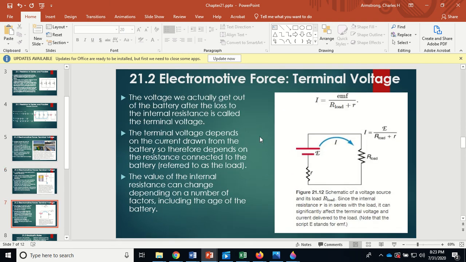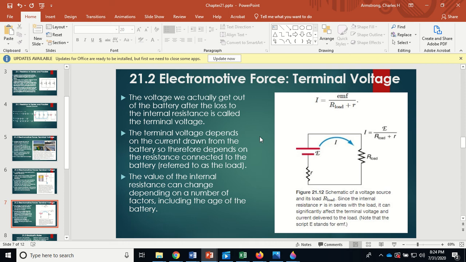Okay, electromotive force, terminal voltage. The voltage we actually get out of the battery after the loss to the internal resistance is called the terminal voltage. The terminal voltage depends on the current drawn from the battery, so therefore it depends on the resistance connected to the battery, referred to as the load we put on the battery. The value of the internal resistance can change depending on a number of factors, including the age of the battery. If you've got one of those rechargeable batteries, the more you recharge them, the higher the internal resistance gets. Gets too high, then it's a useless battery basically.